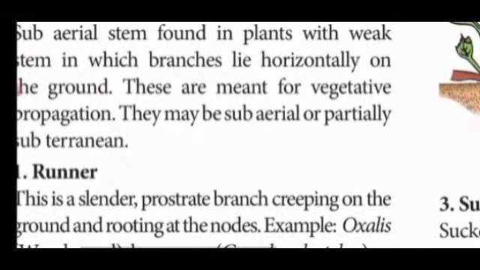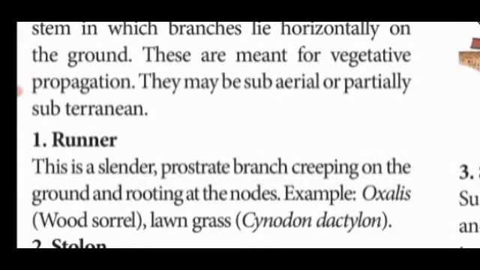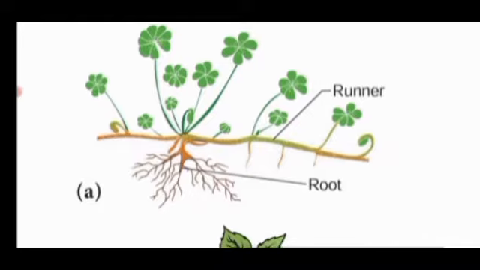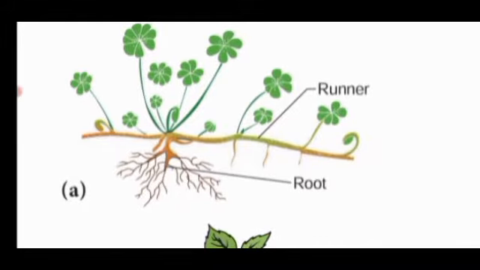The subaerial modification is again classified into runner, stolon, sucker, and offset. The first is the runner. They are slender, prostrate branches that spread on the ground. The branches creep on the ground and root at the nodes. On the nodal region, it produces adventitious roots. Examples: Centella, Oxalis, and lawn grass are some examples of runners.